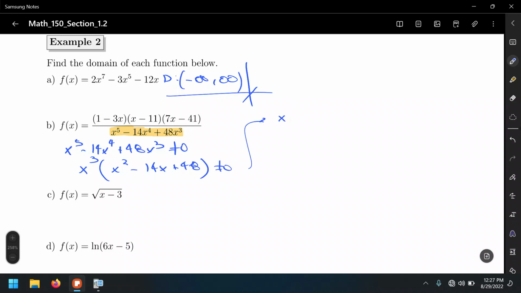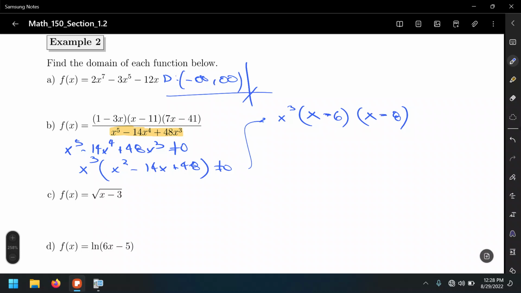So in this case, for the polynomial inside parentheses, we can use the double bubble method because the leading coefficient is 1. We can just put the x's and find factors of 48 that add up to negative 14. 6 and 8 are the factors because 6 times 8 equals 48. But wait a minute, we need the sum of the numbers to be negative, so both have to be negative here.